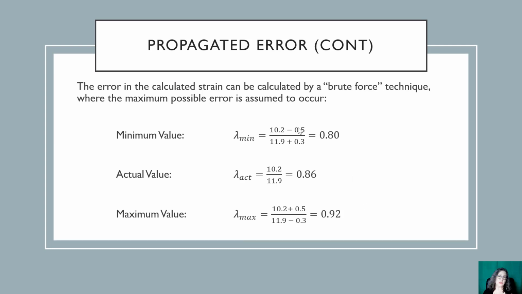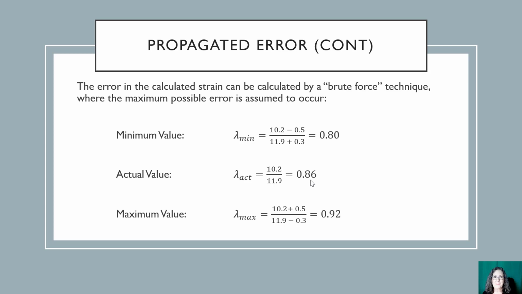So one thing we can do is we could just try doing it by brute force. Let's take all those minimum values and all the maximum values and put them together in all the ways we can think of and come up with what the answer is. So the actual is 10.2 over 11.9, which is 0.86. If I took the smallest numerator with the largest denominator, that would give me the minimum value, which is 0.80. And the maximum would be taking the largest numerator and the smallest denominator, so 0.92. So that says that my answer is going to be 0.86 plus or minus 0.06.